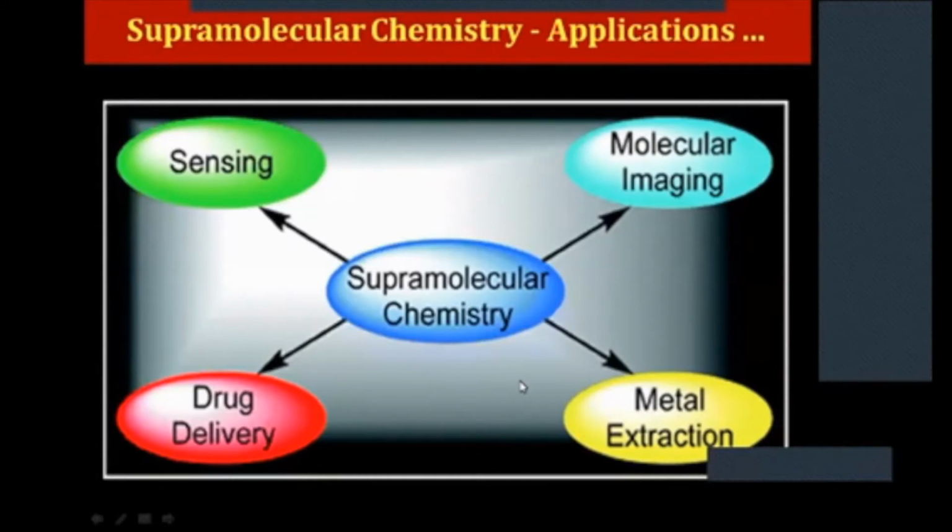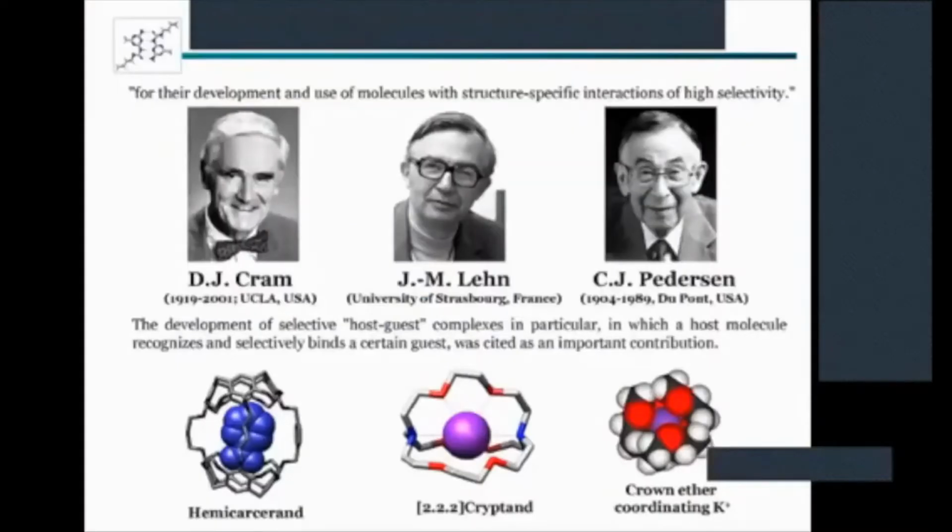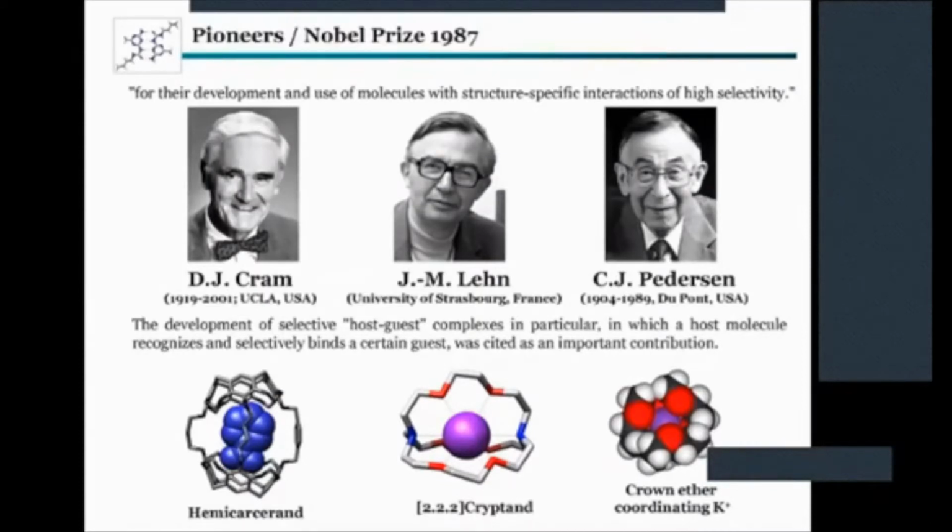So these are some of the practical applications utilized in the current century. So who are the pioneers for this? There are three famous personalities: Donald J. Cram from USA, Jean-Marie Lehn from France, and C.J. Pedersen from USA. They obtained the Nobel Prize in the year 1987 for their development and use of molecules with structure-specific interactions of high selectivity.